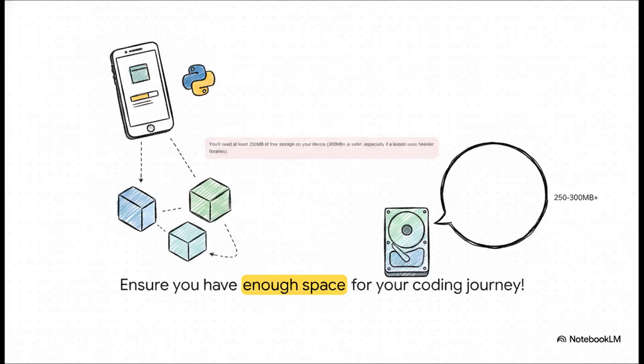Oh, and that brings up a tiny bit of housekeeping for our Pydroid users. You definitely want to make sure you have at least 250 to 300 megabytes of free storage on your device. See, Pydroid installs its own self-contained Python runtime right inside the app, so it really needs a little bit of room to breathe, especially as we get into those heavier libraries down the line.